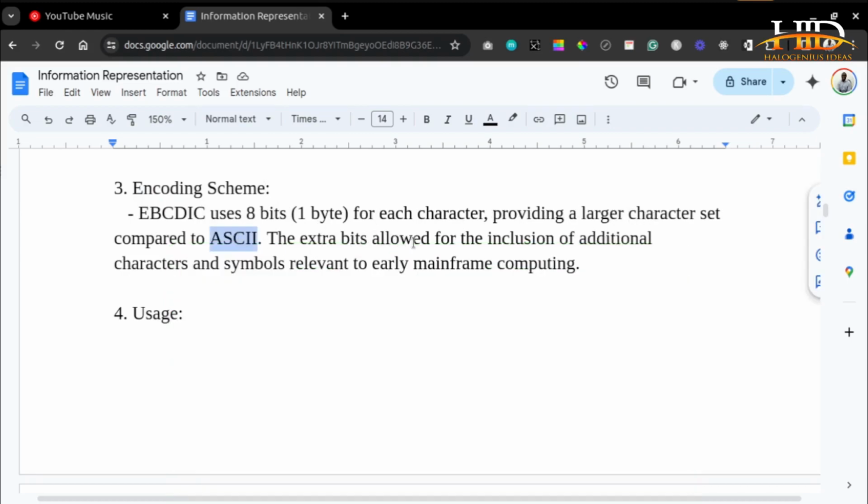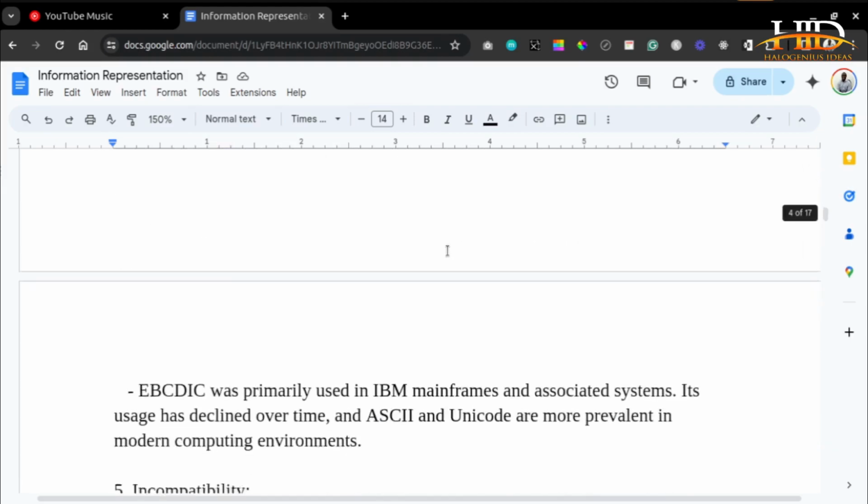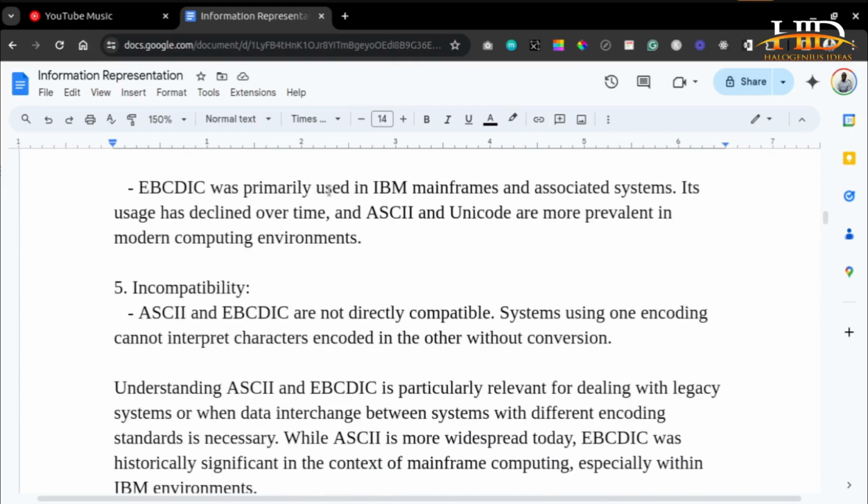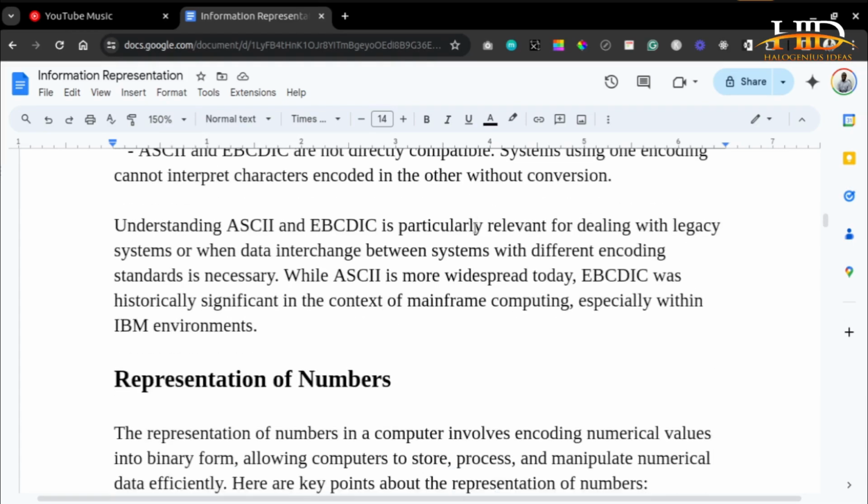The extra bits allow for the inclusion of additional characters and symbols relevant to early mainframe computing. As for the usage, it was primarily used in IBM mainframes and associated systems. So over time, it went into extinction, and ASCII and Unicode are more prevalent in modern computing environments.